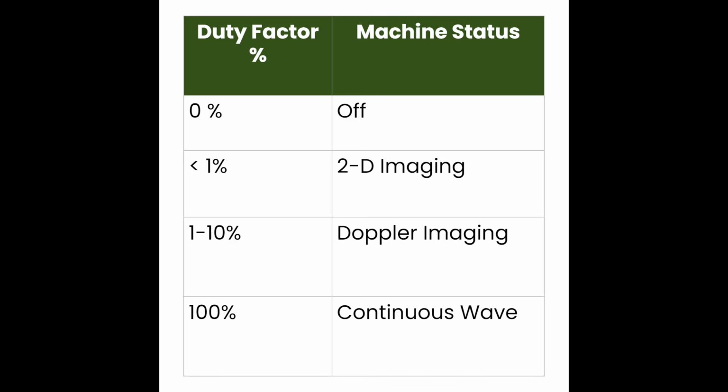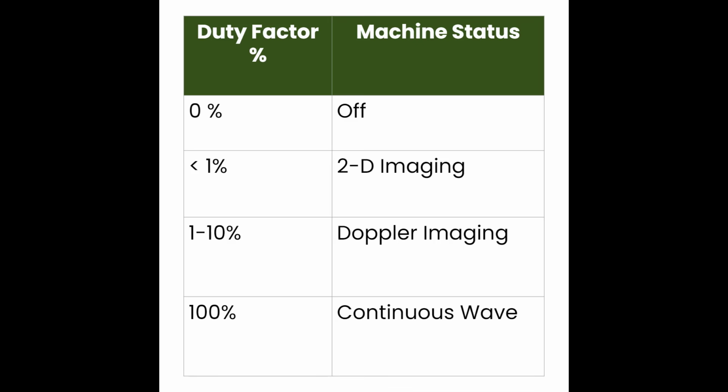When we start to turn on color or turn on our Doppler imaging, we are going to increase our duty factor because these spatial pulse lengths become longer. There's more talking time to create Doppler images. So we up our duty factor to about 1 to 10%.